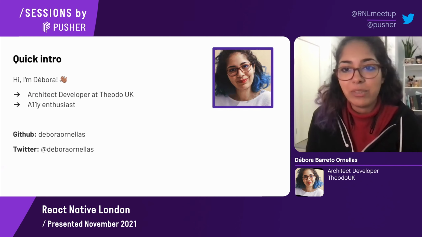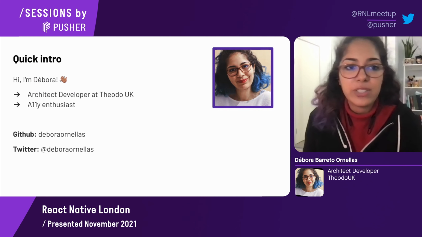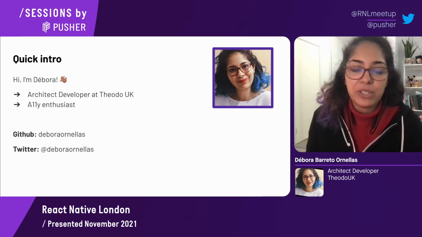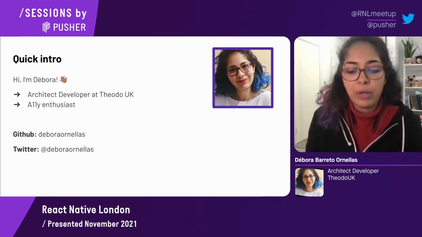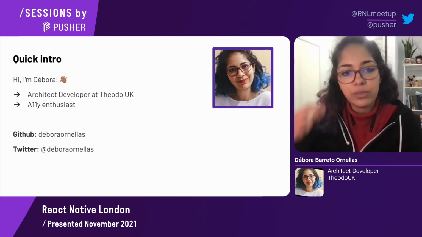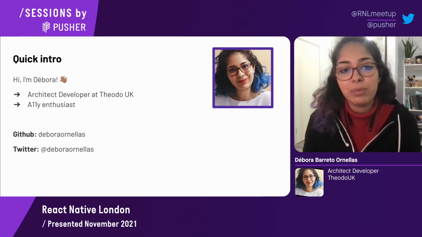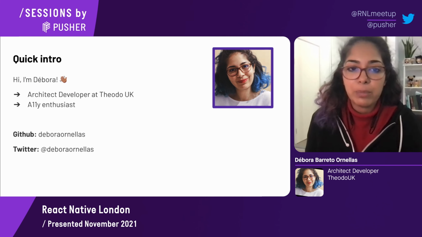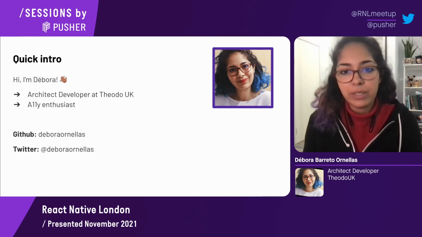My name is Deborah, or Deb for short, and I've been working at Fielder UK for about 1 year and 9 months. Right now I'm an architect developer. Ben has introduced Fielder UK before, but yeah, we are a web and mobile development agency.